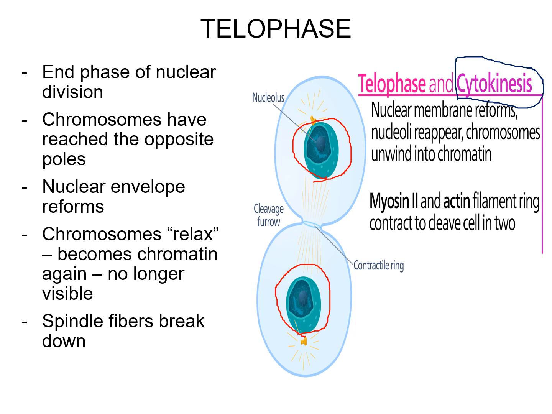In order to split the cytoplasm, we have to go through another process called cytokinesis. And cyto means cell, kinesis means to move. So we're moving the cell to the point where it actually splits. Now, a lot of times telophase and cytokinesis happen simultaneously. They're happening at the same time.